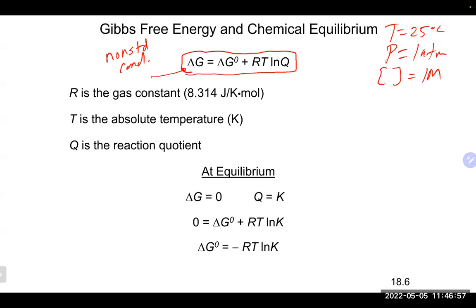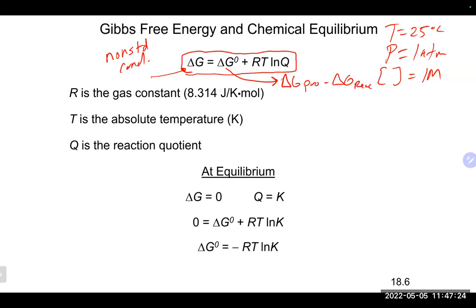Or maybe you got some different concentrations than 1 molar. So that's the delta G under what I like to think of as non-standard conditions. This delta G naught would be either given to you, or if you needed to calculate it, you would most likely go to the table and look up the values and do your delta G of your products minus the delta G of your reactants.